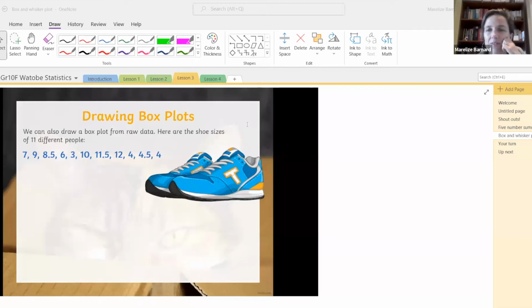Hello, Bokamoso. Obi-Wan, Watobe. Hi, Bokamoso.